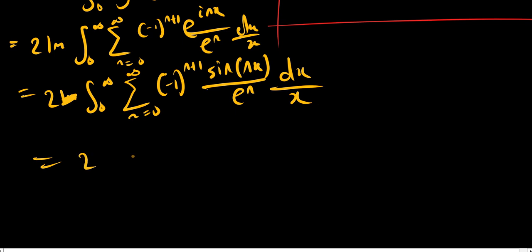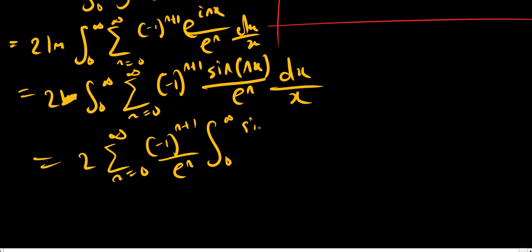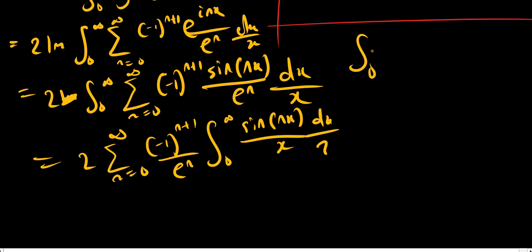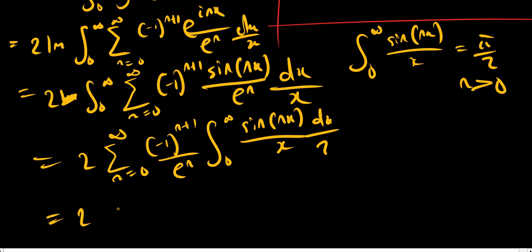So this will be twice the sum as n runs from 0 to infinity of (-1)^(n+1) over e^n, then we'll write the integral from 0 to infinity of sine nx all divided by x dx. Of course, this integral is Dirichlet's integral. The integral from 0 to infinity of sine of nx divided by x is equal to pi over 2, so long as n is a positive number. So this will be twice times the sum as n runs from 0 to infinity of (-1)^(n+1) over e^n times pi over 2.